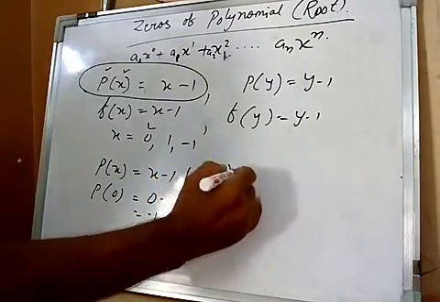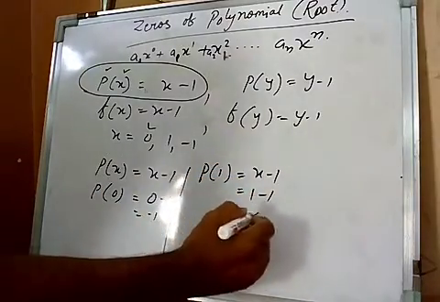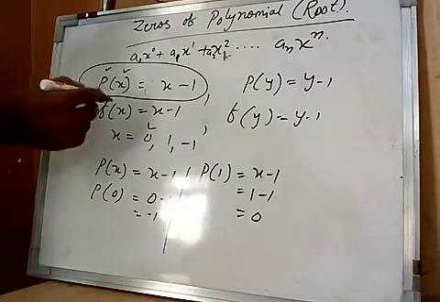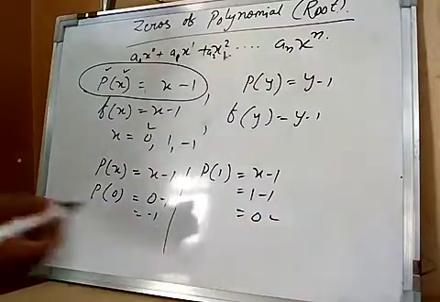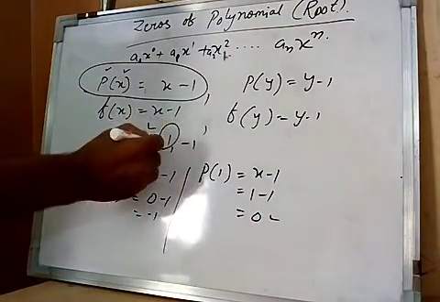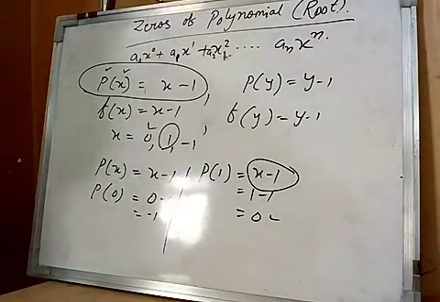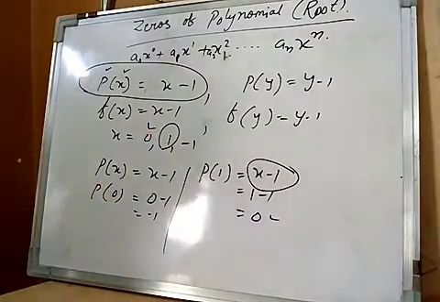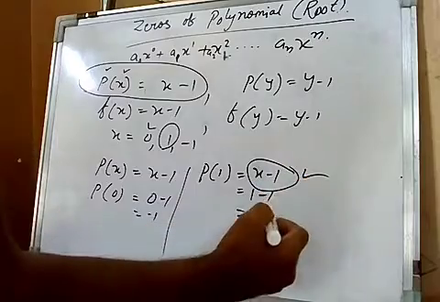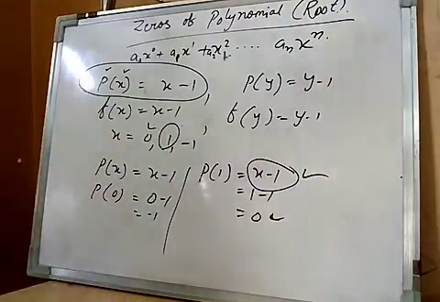Then p of 1: in the place of x minus 1, I will take 1 minus 1, that is 0. So when I am taking the value of x as 1, the value of the polynomial becomes 0. So here 1 is called the zero of the polynomial x minus 1, or we can say 1 is the root of the polynomial, right? Because by putting the value of x equals 1, the value of the polynomial becomes 0 here. So for that, 1 is called the zero of the polynomial.